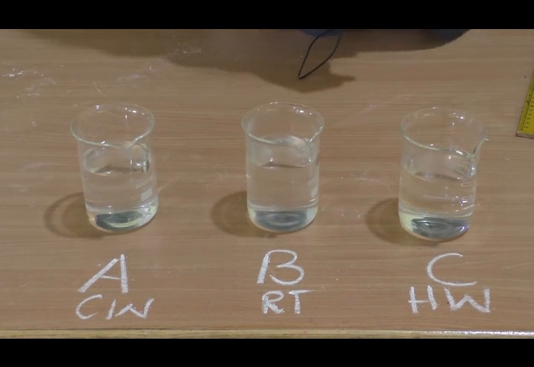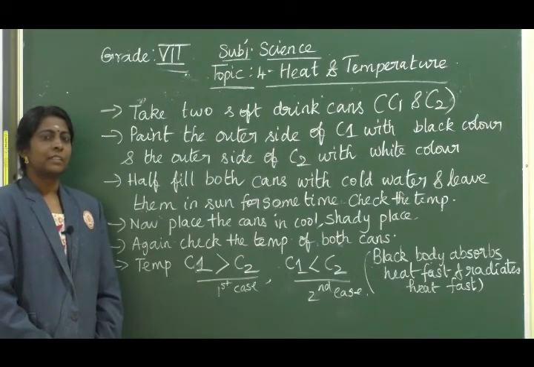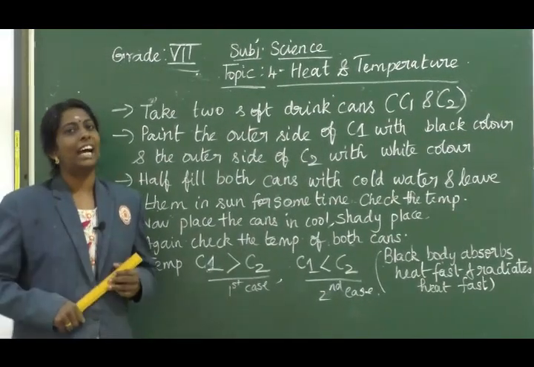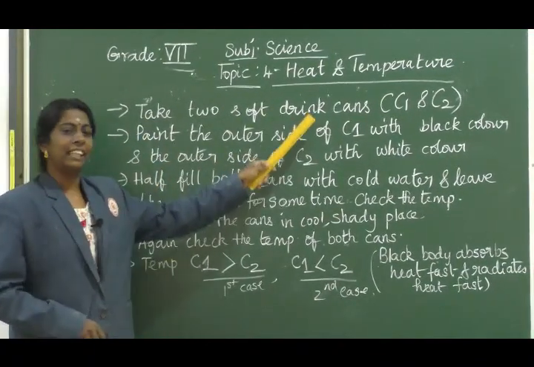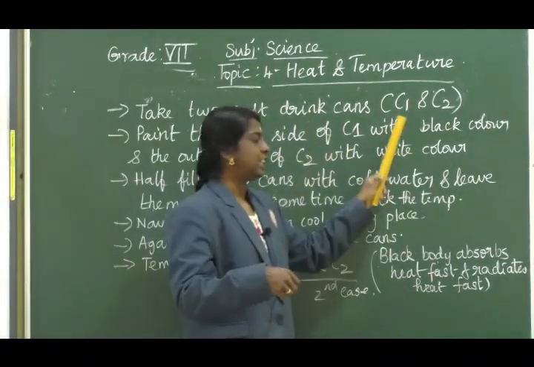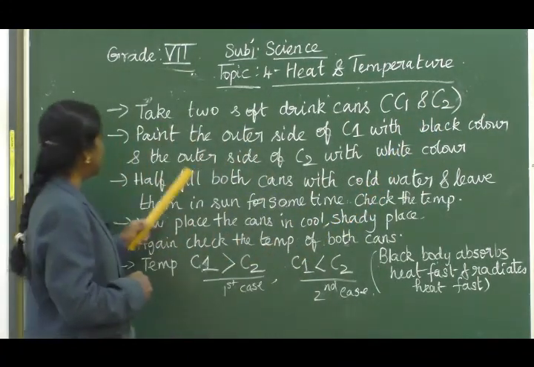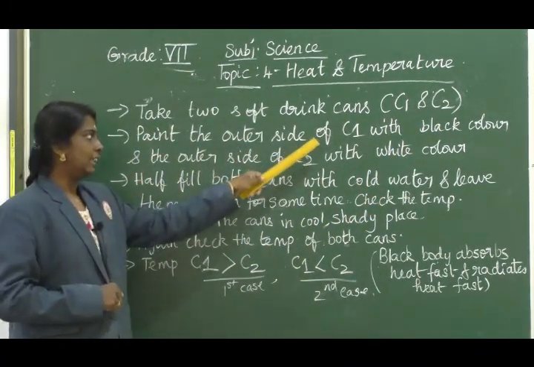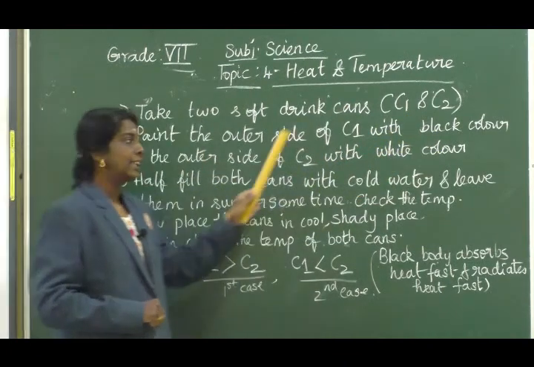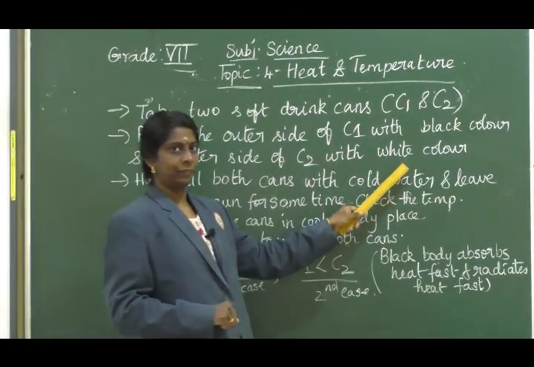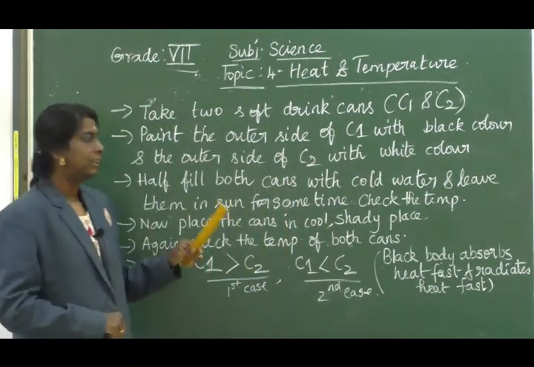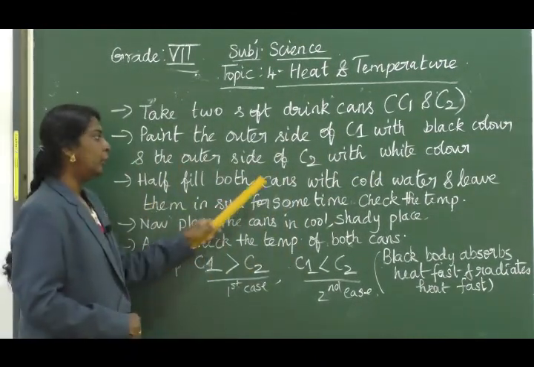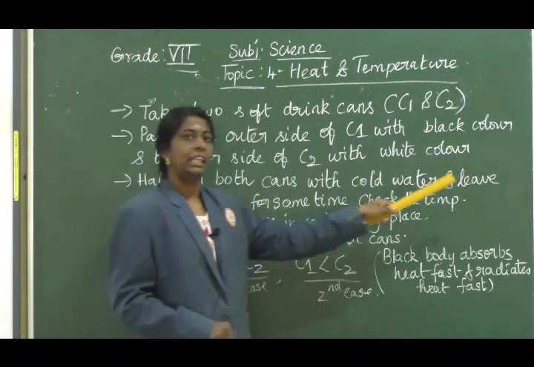This clearly explains the relationship between heat and temperature. Now children, here is an activity for you all. Take two soft drink cans, name them C1 and C2, and paint the outer side of can C1 with black color and C2 with white color. Clear? Then half fill both the cans with cold water and leave.